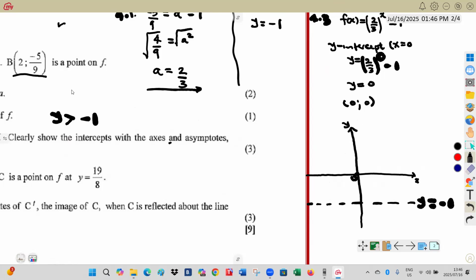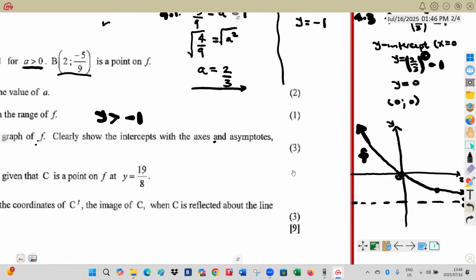you are given another point, which is 2, negative 5/9, somewhere here. So eventually our graph is going to appear like this, passing through the x-axis, and then you label our graph f. Because the question says it clearly intercepts with the axis, and we also need to show the asymptotes. So that is our graph.